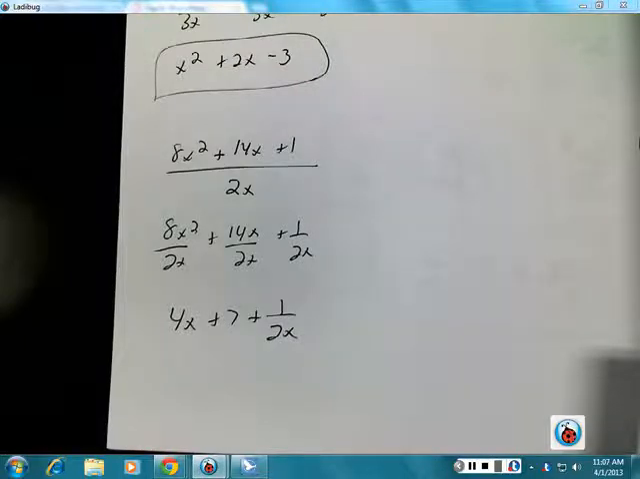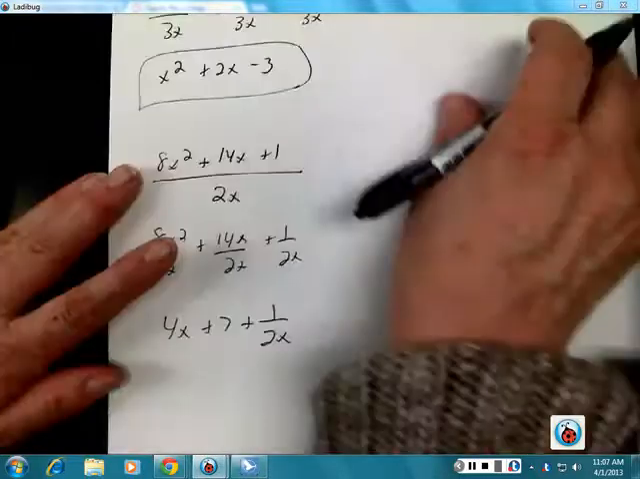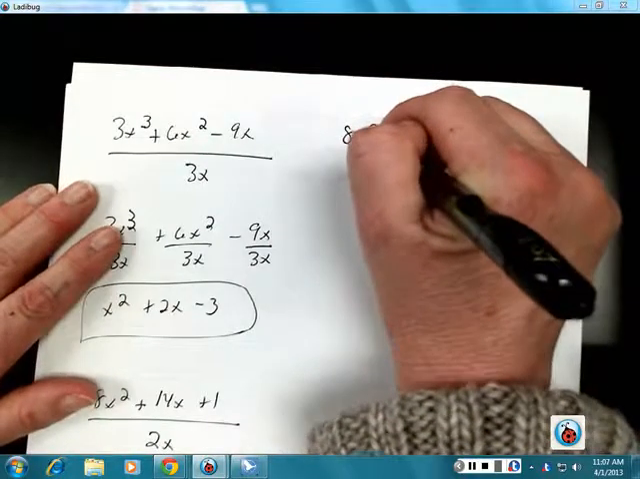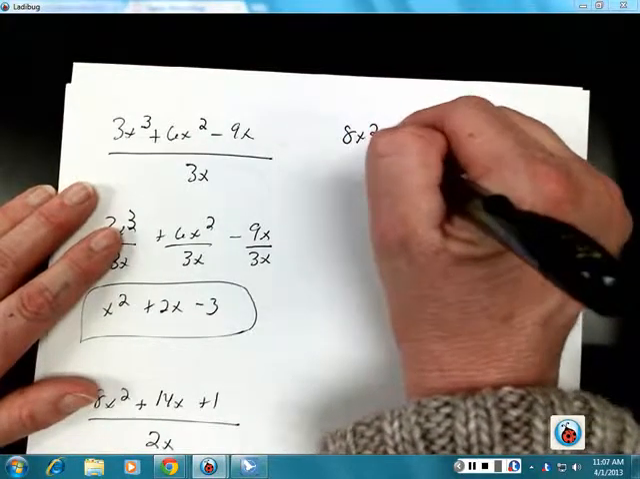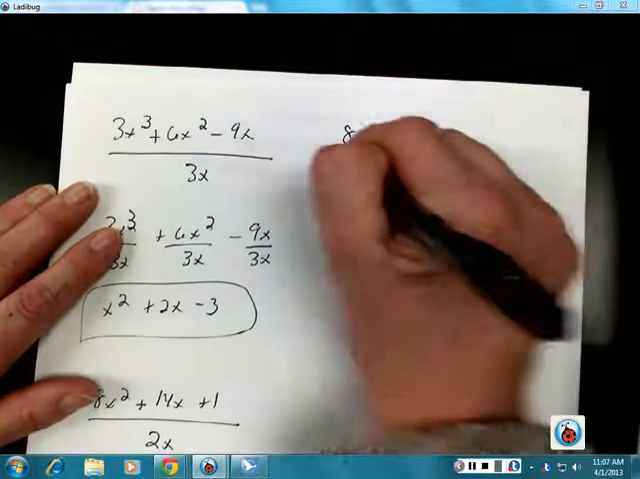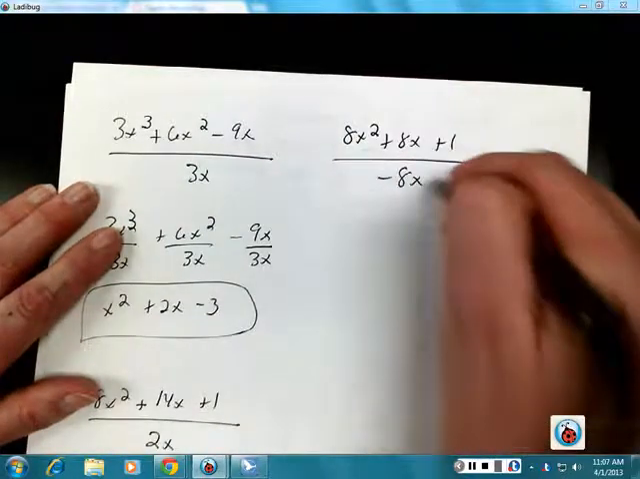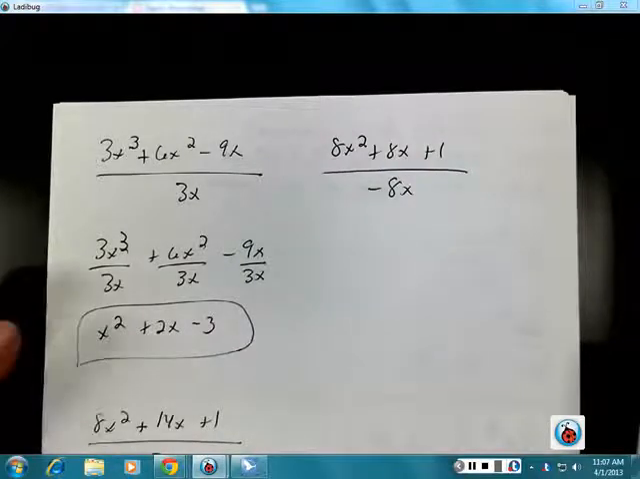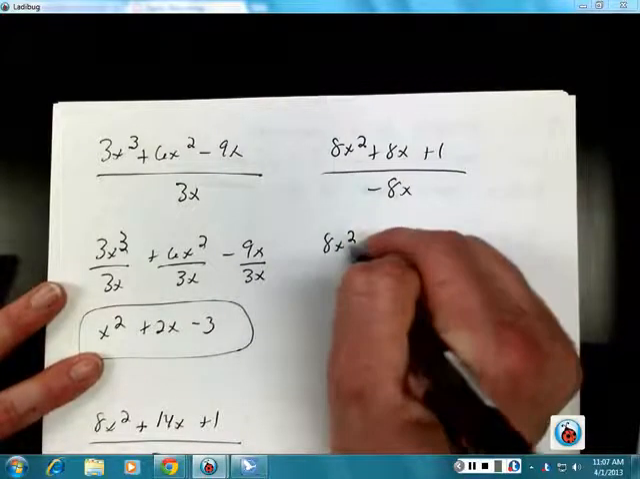Okay. Another one of those might be something like 8x squared plus 8x plus 1 all over a negative 8x. What's going to go on with this one? Again, separate them out.